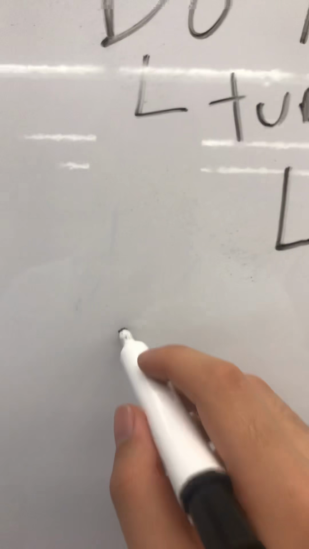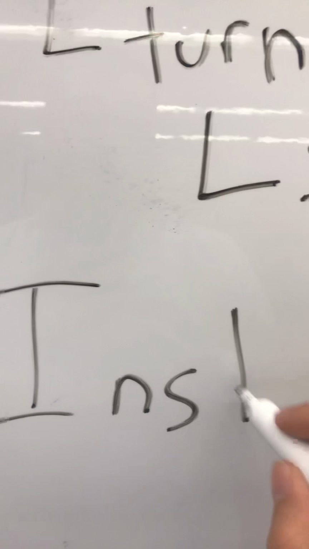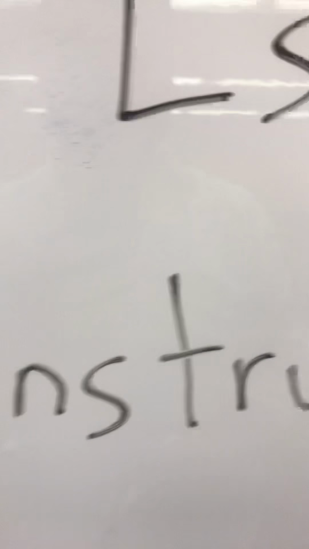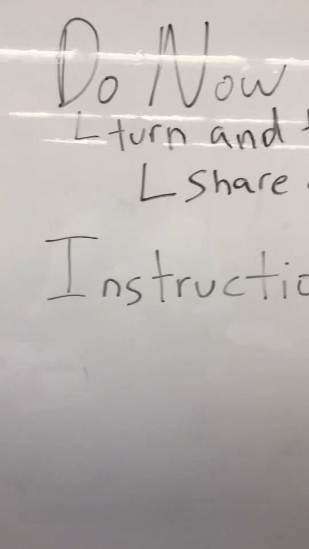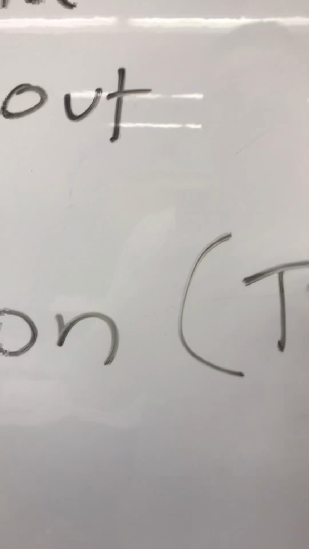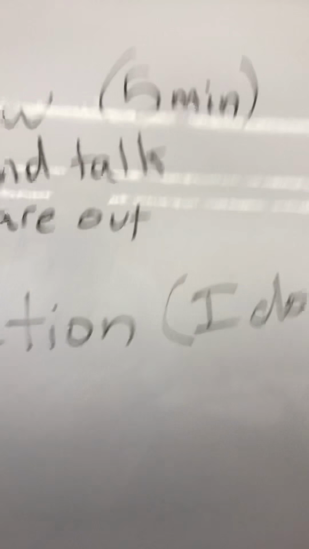Next, after the do now, you're going to go over instruction. So instruction is your lecture. This is your lecture/activity that you will specifically go over. In the world of teaching, this is the I do, because as a teacher, I should be the only one doing this part. I am giving my instructions.